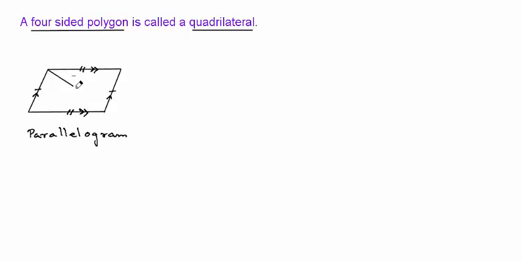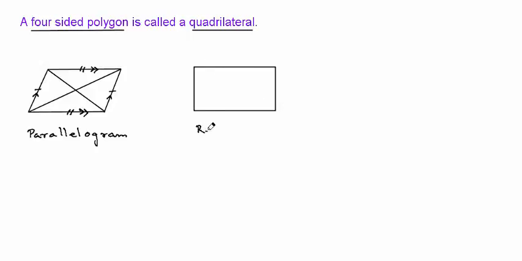The two diagonals of a parallelogram bisect each other, meaning this is the midpoint of each of the diagonals. A rectangle, let me write that name down first. A rectangle is a special type of a parallelogram in which the corners are all 90 degrees or right angles.